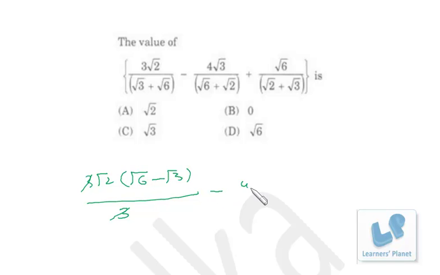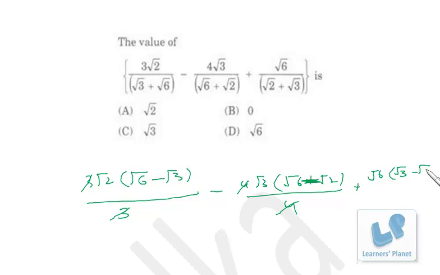Now here 4 root 3 and this is root 6 plus root 2. And if it's minus over here, so root 6 plus root 2 into root 6 minus root 2, it will be 4. Okay. Then similarly over here, root 6 into root 3 minus root 2 upon root 3 minus root 2, that will be 1. Okay. So this is the final expression we are left with.